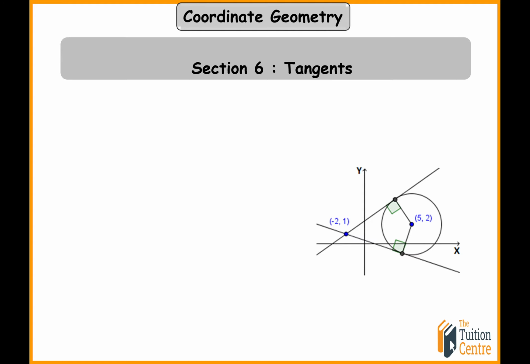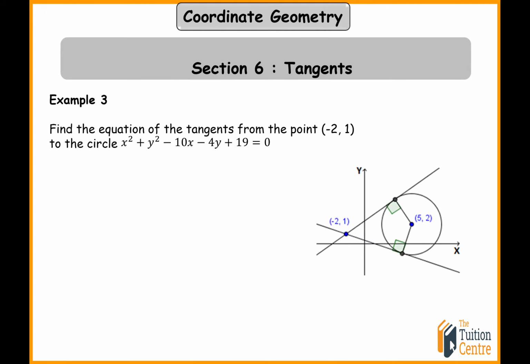So what do we do? We start off here. We have an example. We have a tangent at the point -2, 1, and we have the equation of the circle x squared plus y squared minus 10x minus 4y plus 19 equals 0. What do we do next? Well, we're going to start off with these two bits of information. We have our point here, -2, 1.